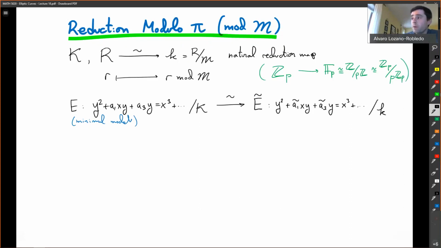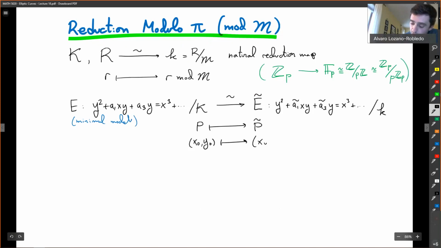The map sends a point here to its reduction, but the important part here is that if it was some (x0, y0), then it just goes to (x̃0, ỹ0). However, these (x0, y0) are points defined over K, and the reduction map is only defined over the ring of integers.